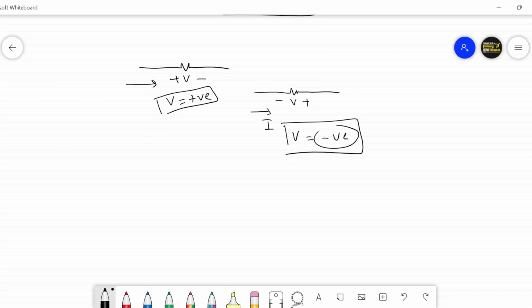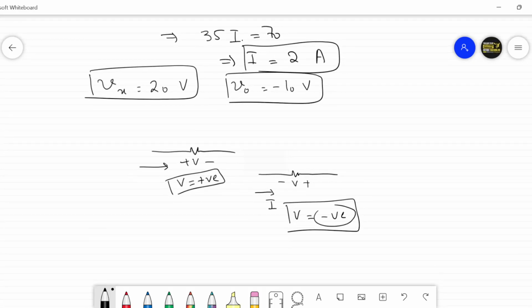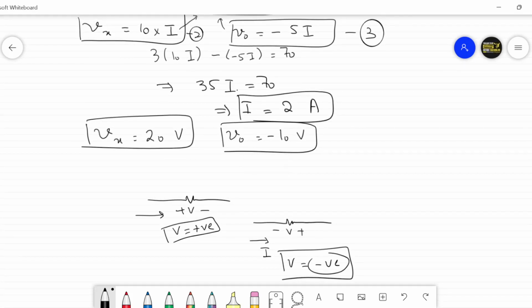ठीक है, so you can actually try these different problems, solved as well as unsolved problems on Alexander Sadiku, और उसकी जो बुक है वो भी आज मैं आपको भेज देता हूँ.